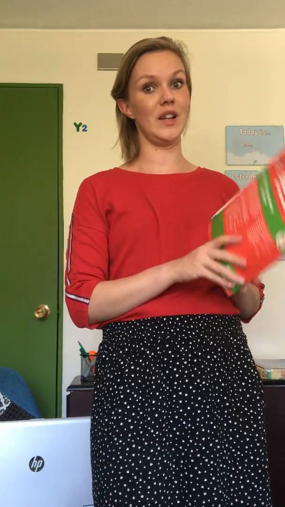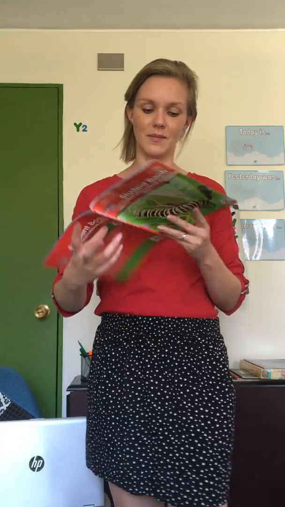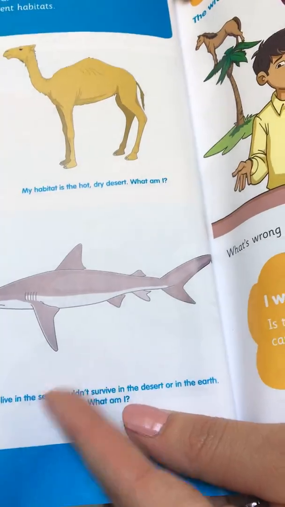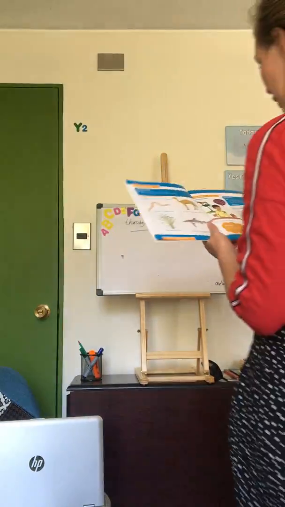The last one. I live in the sea. I couldn't survive in the desert or in the earth. What am I? So it is an animal or a plant that lives in the ocean, and it cannot live on the land and also not in the air. What is that? Maybe you've already seen it. It is the shark.